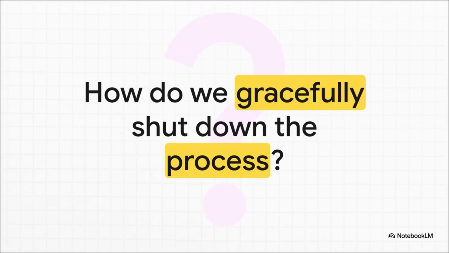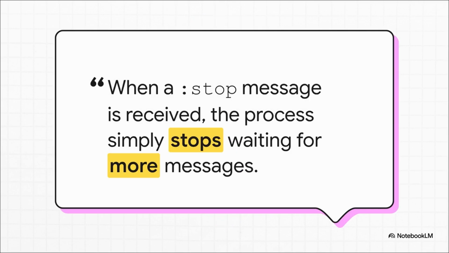So how do we break out of that recursive loop we just built? It seems like it would just go on forever, right? Well, the solution is actually surprisingly simple. We just add another clause to our receive block. When it gets the simple message, stop, it just stops. Notice what's missing. It doesn't make the recursive call back to the loop function. So the function just finishes its job, and when the function is done, the process exits cleanly. That's all there is to it.